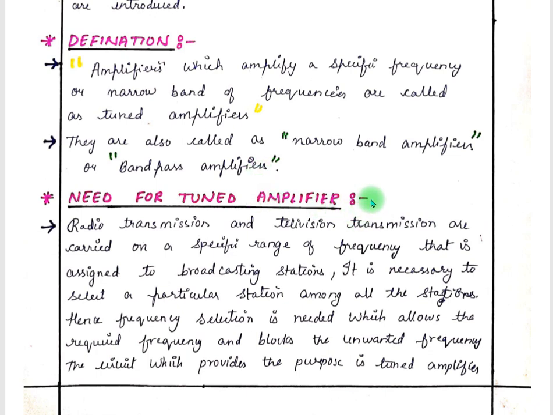Next, let us discuss the need for tuned amplifiers. The need for tuned amplifiers can be easily identified in cases such as radio transmission and television transmission. In such cases, the transmissions are carried on a specific range of frequency that is assigned to broadcasting stations. It is necessary to select a particular station among all the stations. Hence, frequency selection is needed, which allows the required frequency and blocks the unwanted frequencies. The circuit which serves this purpose is known as a tuned amplifier. By this we can understand that tuned amplifiers play an important role in the process of transmission.